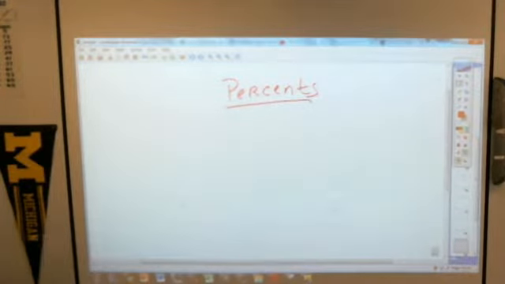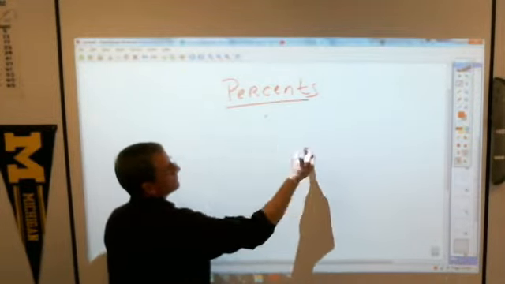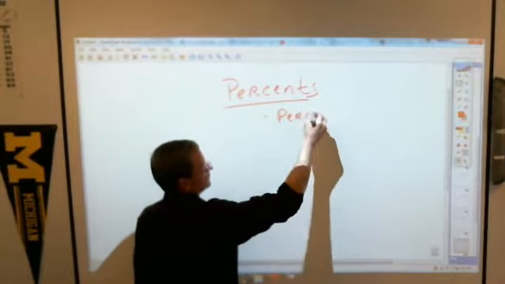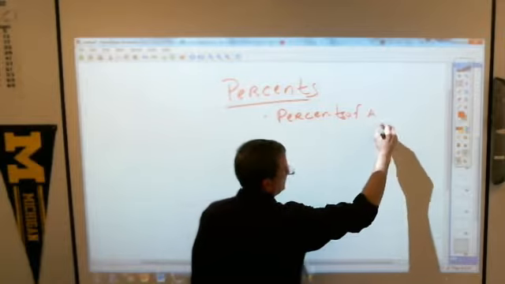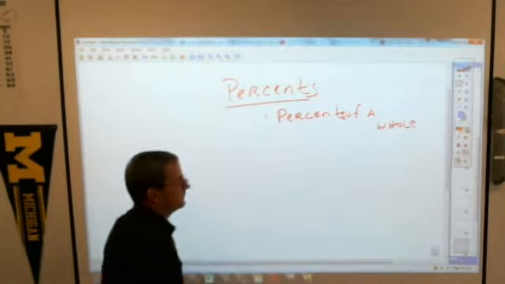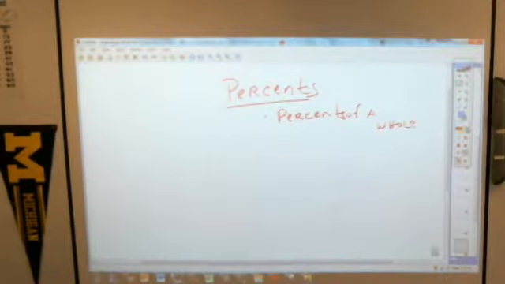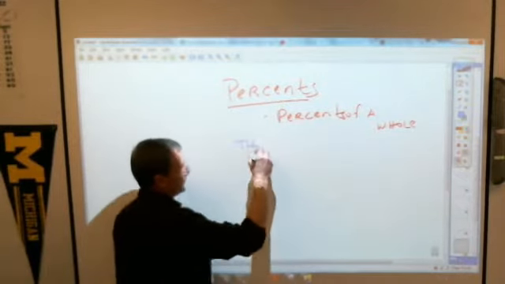the little subheading for percents, ladies and gentlemen, will be percents of a whole. Now notice that's not HOLE, that is WHOLE. And it's easiest if we just do a problem, and I think maybe you'll understand it, but I think it'll be easy for you. Here's the story problem. 30% of the students ride the bus. How many of you ride the bus to school here today?